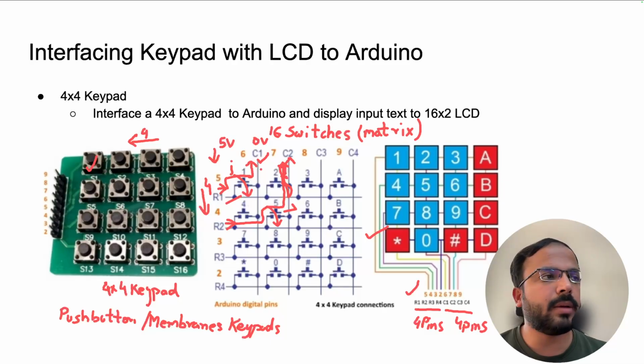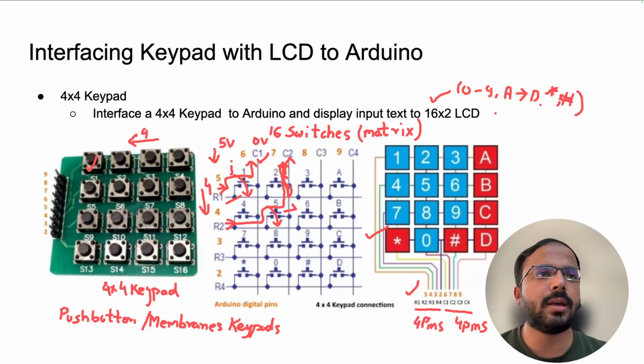And now in our problem statement, we need to take this 16 cross 2 LCD and display the characters, whatever we press: 0 to 9, and then A to D. And of course, you can also press star, and you can have the hash character. These things we can input, and provide as output to the LCD. So take the input from the keypad and provide it to the LCD. This is our problem statement for today.